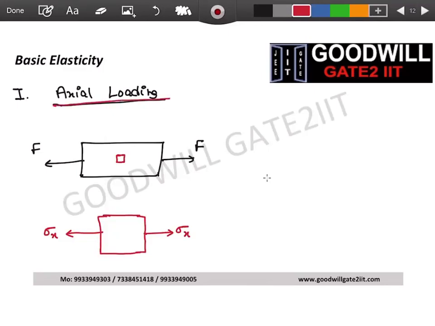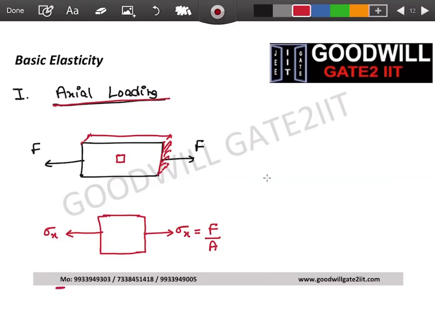I'll go to different cases when we move forward. Now, what is the formula for calculating sigma X? Although it is not required now, you should still know this. Stress is nothing but force divided by area. Area of this cross section. This must be an area here, right? It must be a 3D bar. So we are talking about this area. Force divided by area. But I'm not interested in this magnitude. I'm only interested in sigma X.